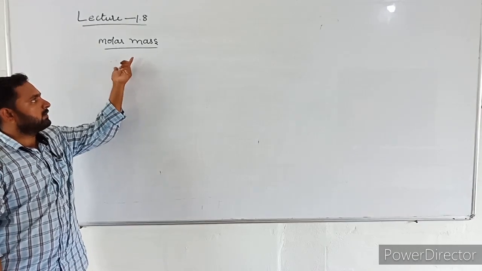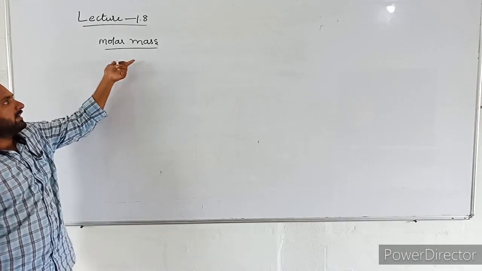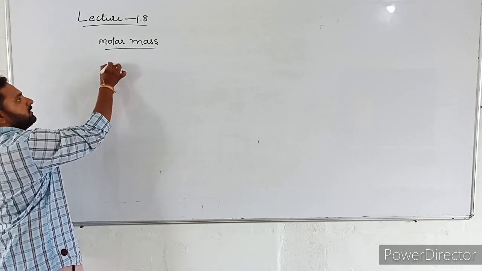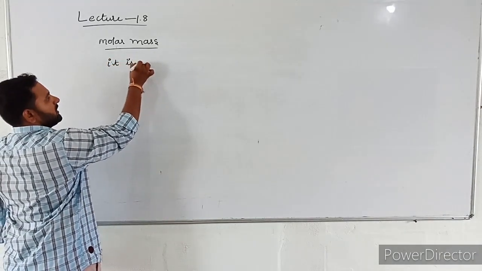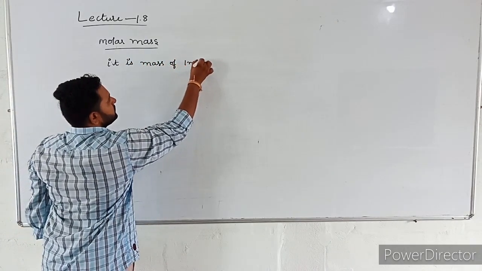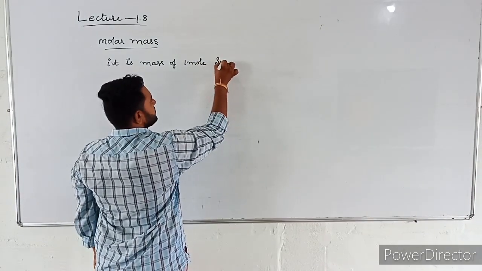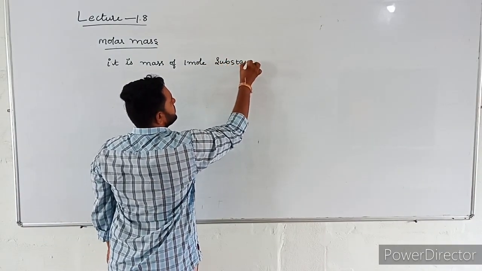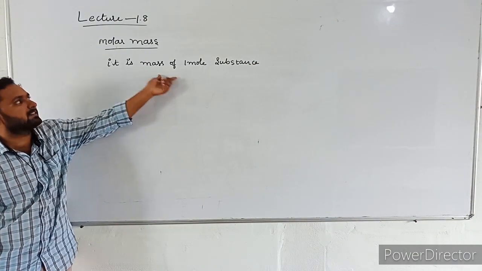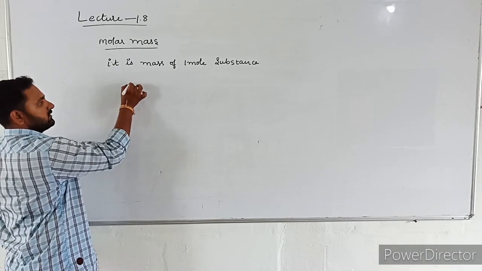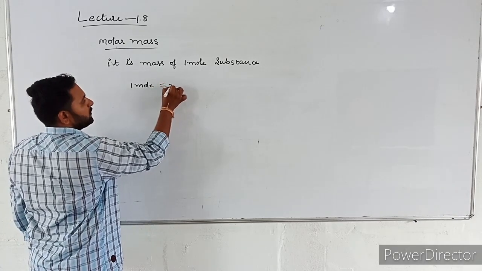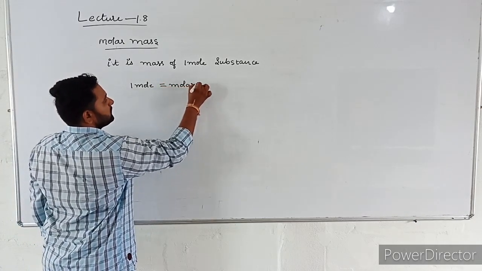The next one, molar mass. What is molar mass? The mass of 1 mole of a substance is called molar mass. The mass of 1 mole is equal to molar mass.